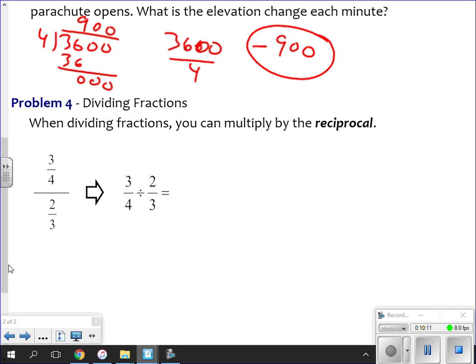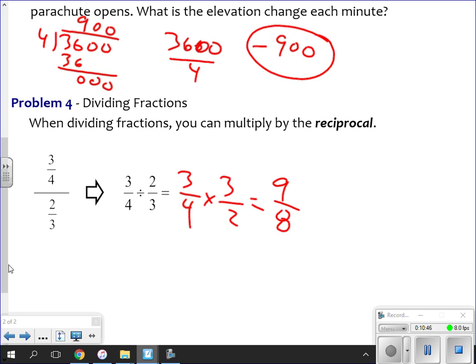Okay. Which fraction do I invert, first or second? Second one. Always the second fraction. You never change the first one. It's always 3/4. The first one doesn't change. Take the second one and invert it, and then multiply. Is my answer going to be positive or negative? Positive, because I got two positives. And when you multiply fractions, just multiply. 3 times 3 is 9. 4 times 2 is 8.